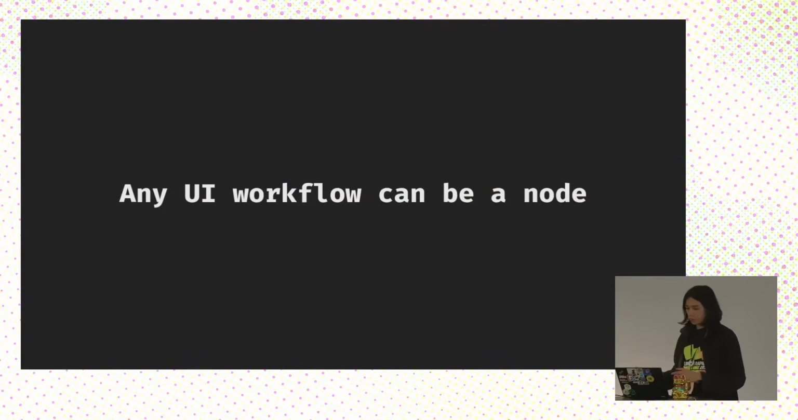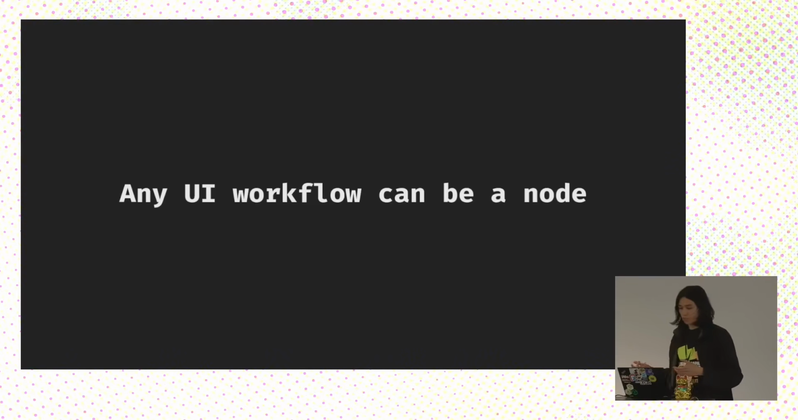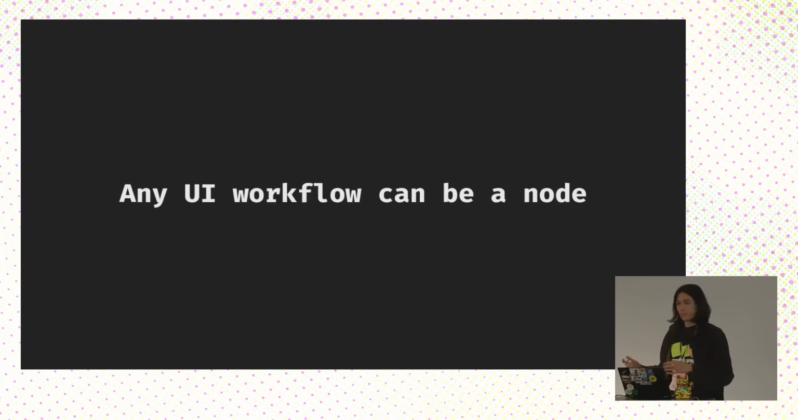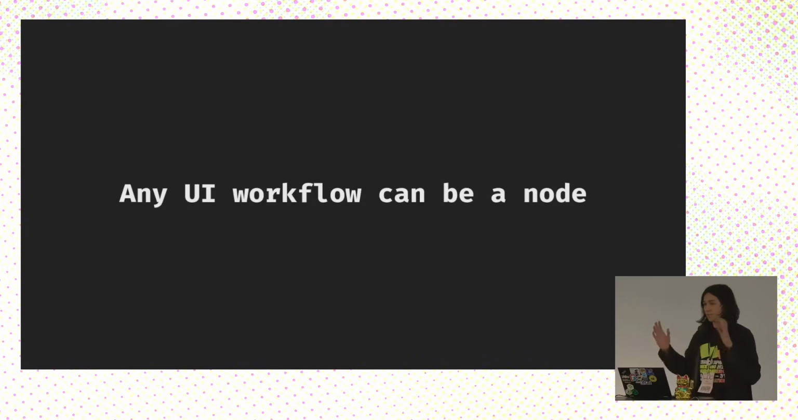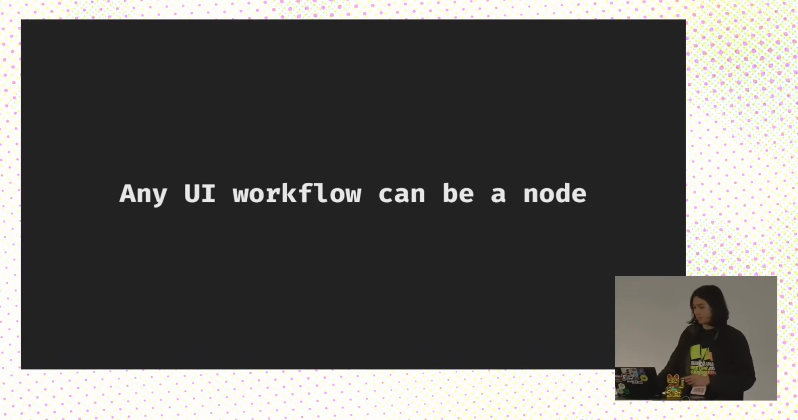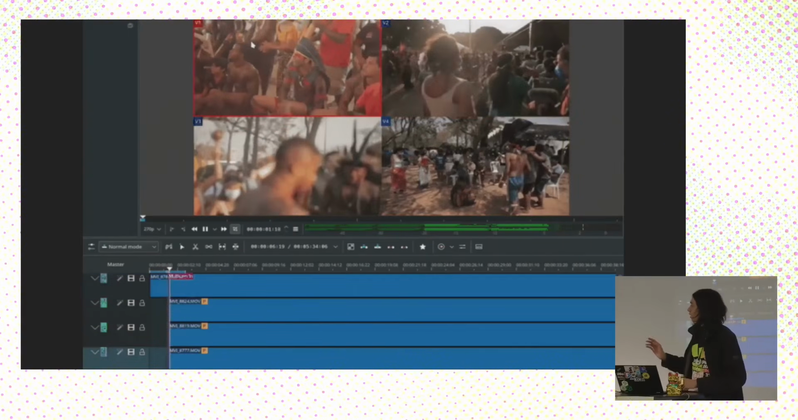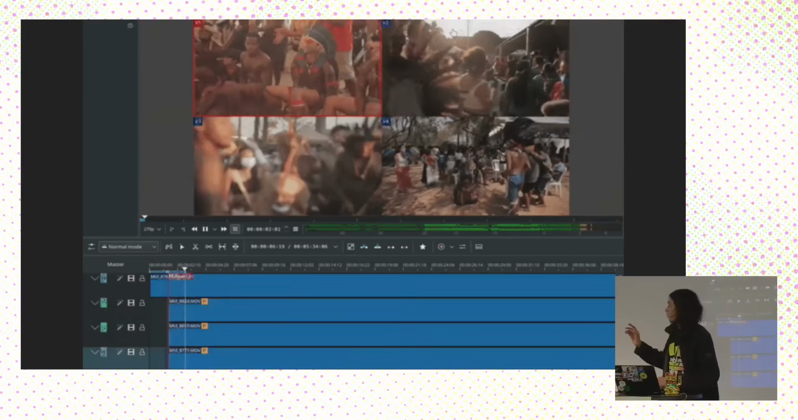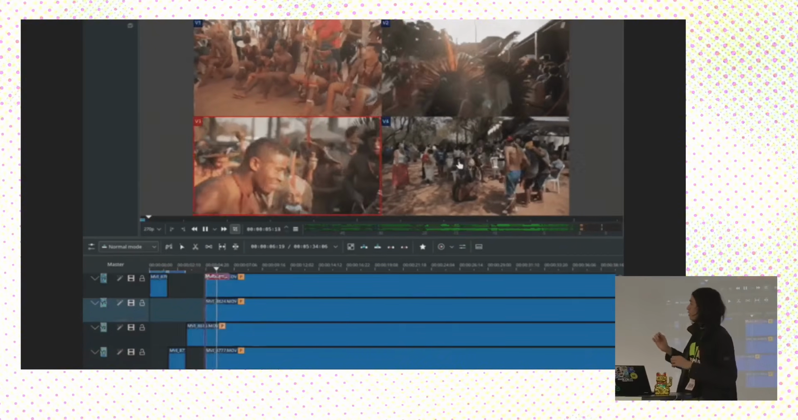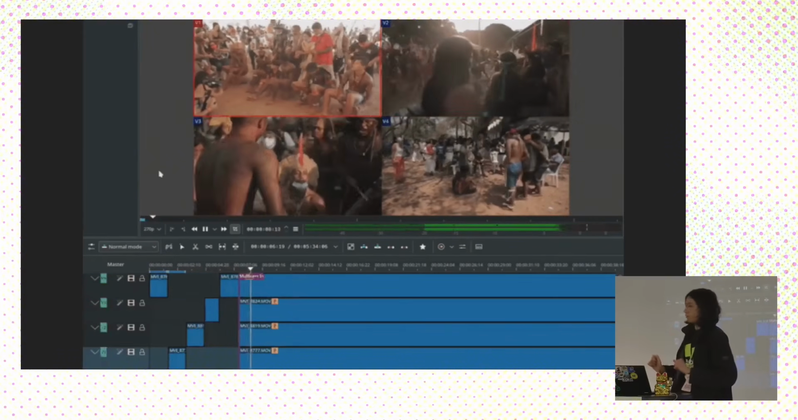Going off of this, any UI workflow can be a node. And this comes with the advantage of presenting to the user only what they want to see when they need it. This is the problem with UI UX design: always try to make sure that the user doesn't get overwhelmed and only sees what they really need to see. So an example of this is multicam editing. Multicam editing is a technique where you have several camera perspectives. They're all running at the same time, so they're synchronized, and you just want to switch between the perspectives.